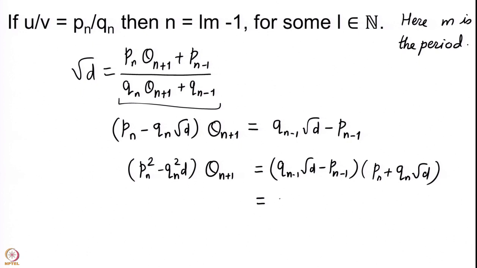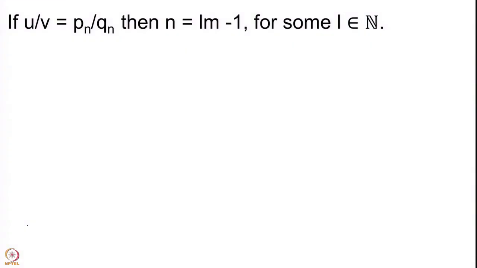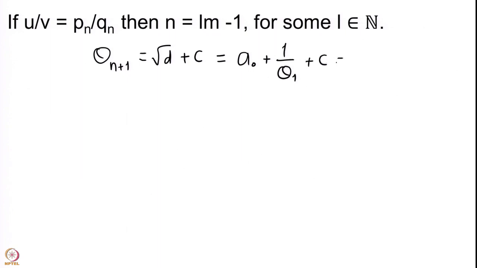Which is again of the form some integer into root d plus another integer. But the integer that we get here is p_n q_{n-1} minus p_{n-1} q_n. So, this is minus 1 to the power n minus 1. We have already seen that n is odd. So, we get that this is root d plus c. Moreover, this is equal to 1. So, we get that this is theta_{n+1}. So, theta_{n+1} is root d plus some integer c, but root d already has this continued fraction expansion. This is how we begin getting the continued fraction expansion for root d.